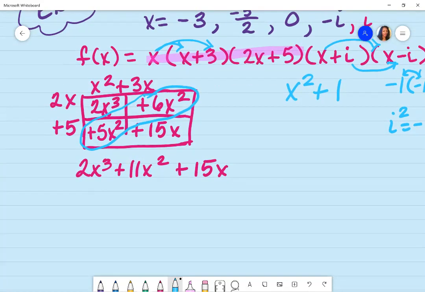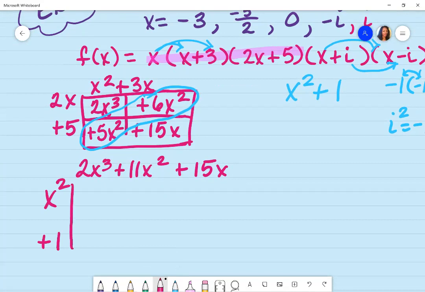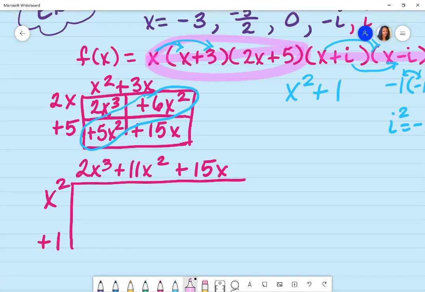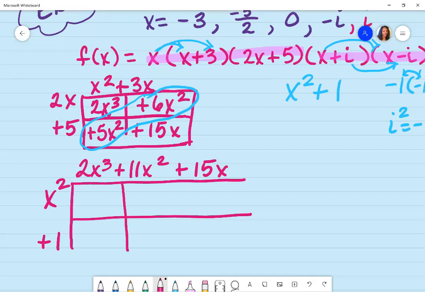So now what I'm going to do is take that information and multiply it times the answer I just received. So x squared plus 1, because I'm using the box method, I'm just taking this answer and multiplying it times the answer that I already had. So I've accounted for all of my factors, okay? So over here, I have 2x cubed times x squared, which is 2x to the 5th, because you add your exponents when you're multiplying. Okay, and then I have x squared times 11x squared, which is positive 11x to the 4th, and then x squared times 15x, which is positive 15x cubed.